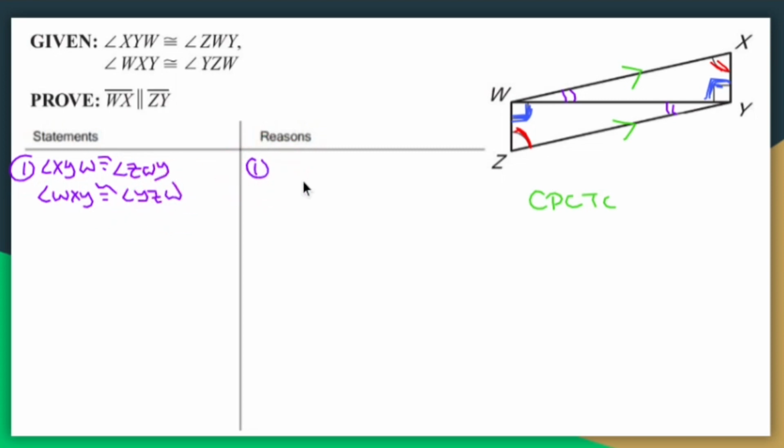Okay. Now my given, once again, gave me two angles. What I have is a shared side. That shared side is going to have to be explained. I have to say, and it's stupid, it's always been stupid, but WY is congruent to WY. And that's the reflexive property.